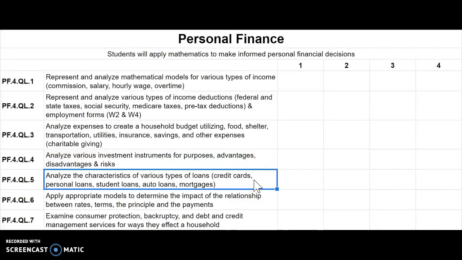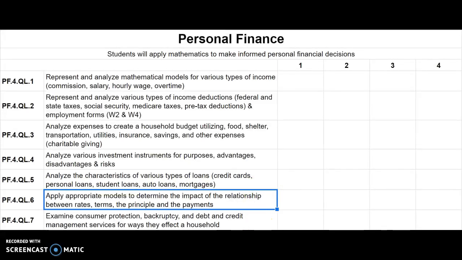The next thing you want to do is talk about the various types of loans. Well, that's super easy because in the game, the budget challenge, you have credit cards, you also have student loans and an auto loan, and instead of a mortgage, you have a rent payment, but you could use all of these things to help describe the different loans, okay?